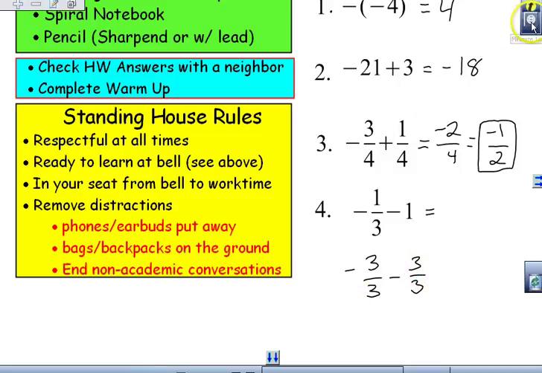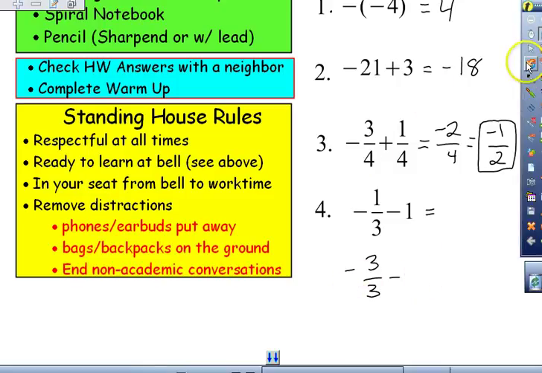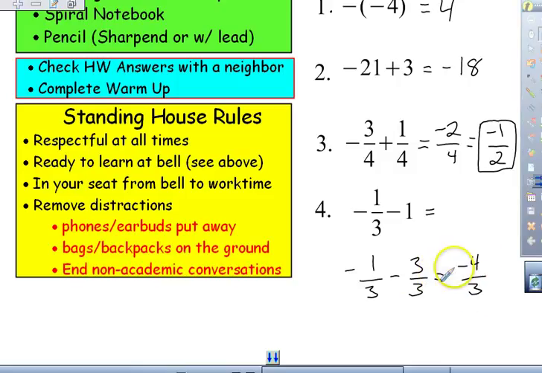-1/3 minus 3/3. There we go. So that will equal -4/3. And you can leave your answer just like that.